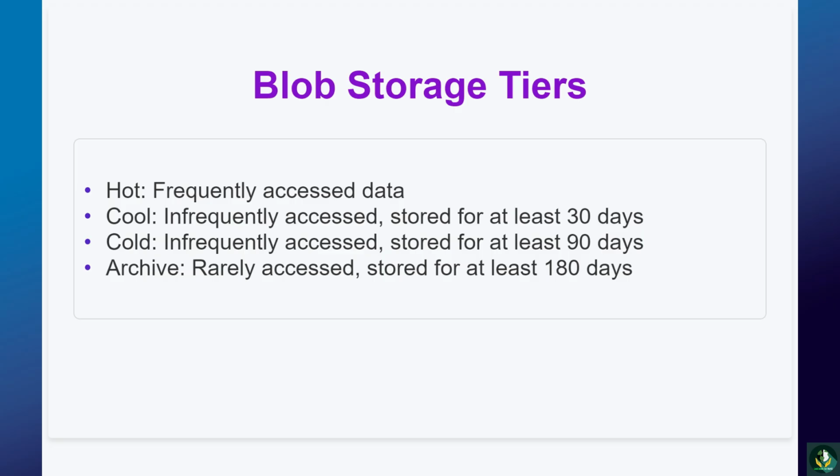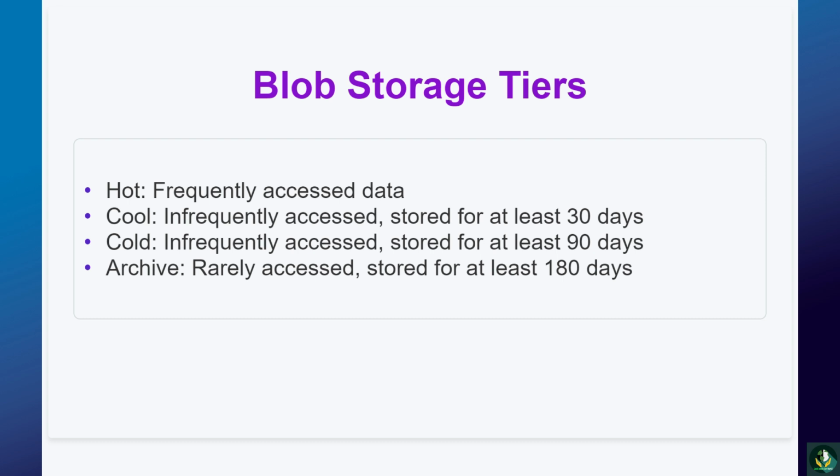The hot, cool, and cold tiers can be set at the account level, providing a default tier for all blobs in the account. This feature is particularly useful when you have a storage account dedicated to a specific type of data with consistent access patterns. All 4 tiers, hot, cool, cold, and archive, can be set at the individual blob level. This granular control allows you to optimize storage costs on a per-object basis. You can set the tier during upload or change it at any time during the blob's lifecycle, providing flexibility as your data access patterns evolve.